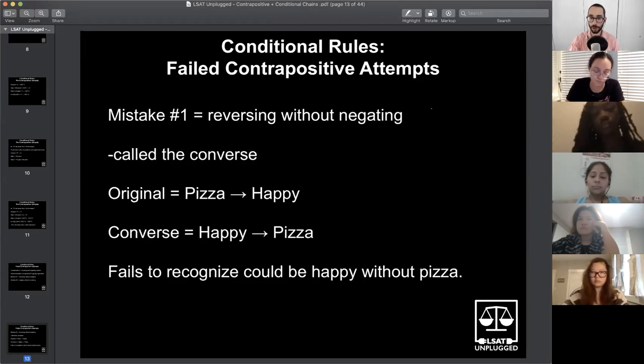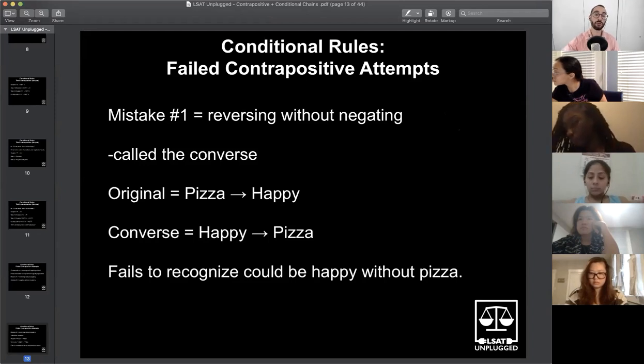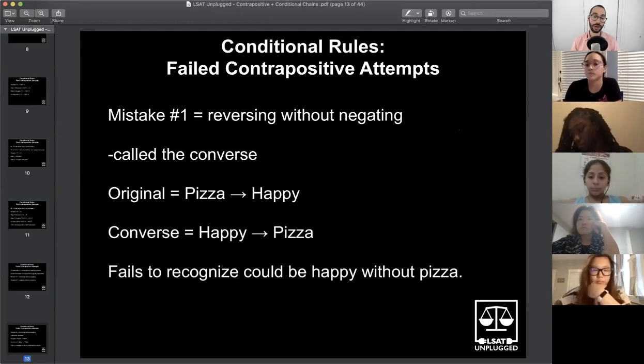Got a question from Alyssa saying, when should you use the contrapositive? Are there certain kinds of problems to apply it to? Yes, there are. The biggest case I would apply it is in grouping logic games with multiple conditional rules. That's going to be the most useful application of this idea. There are also cases where even just a single conditional, it might be useful to do it.